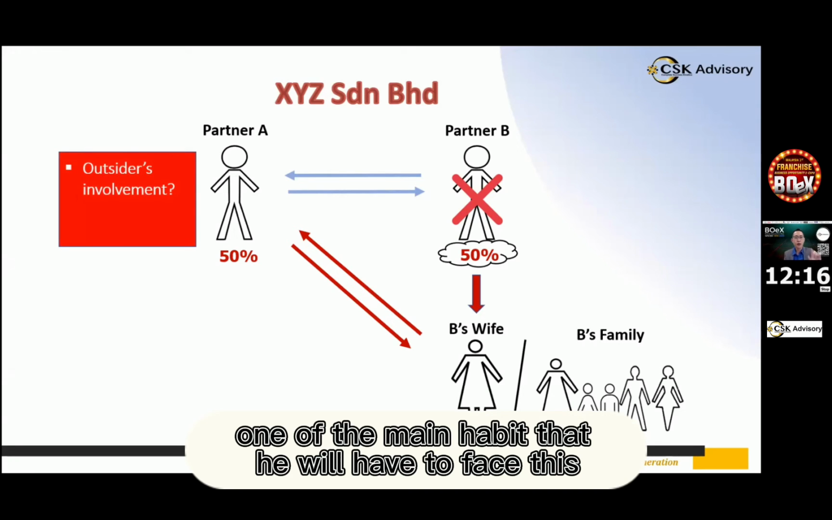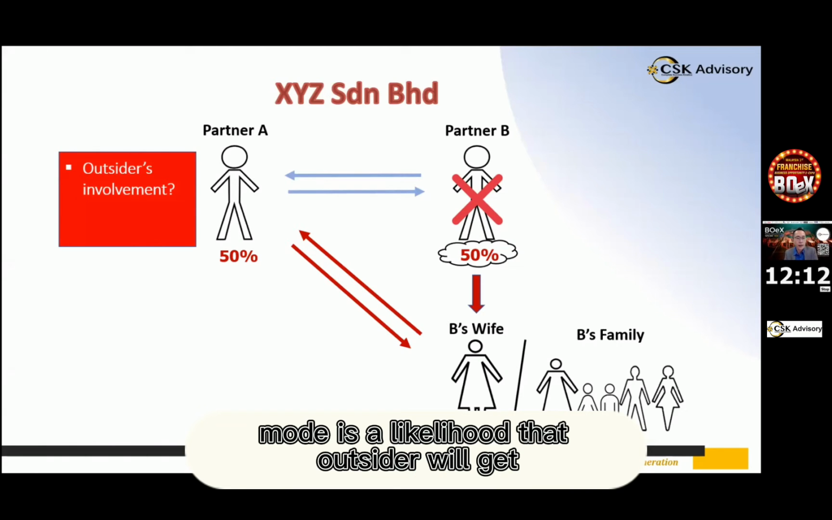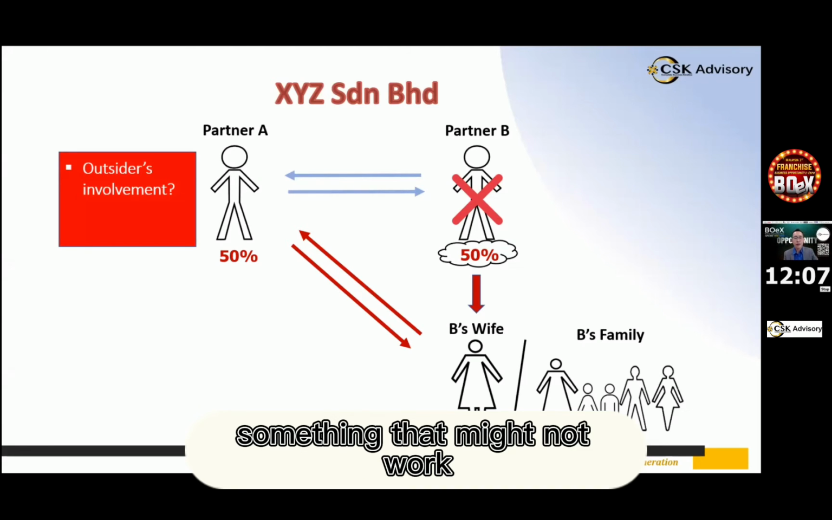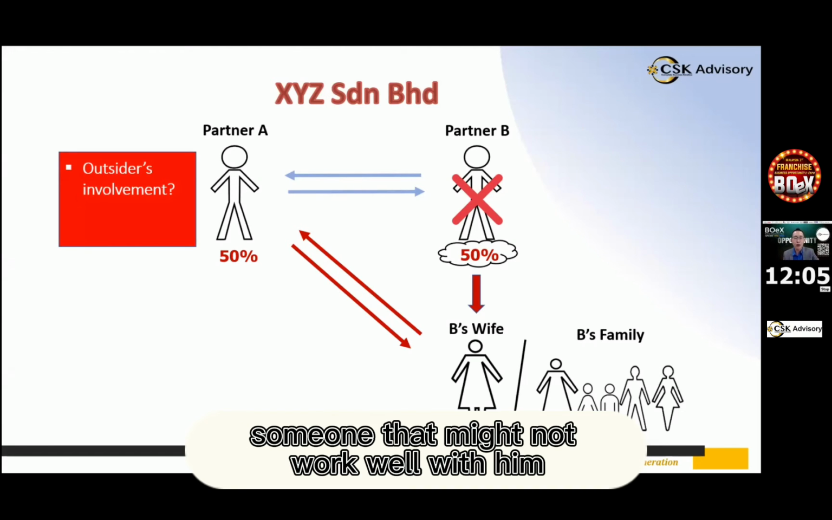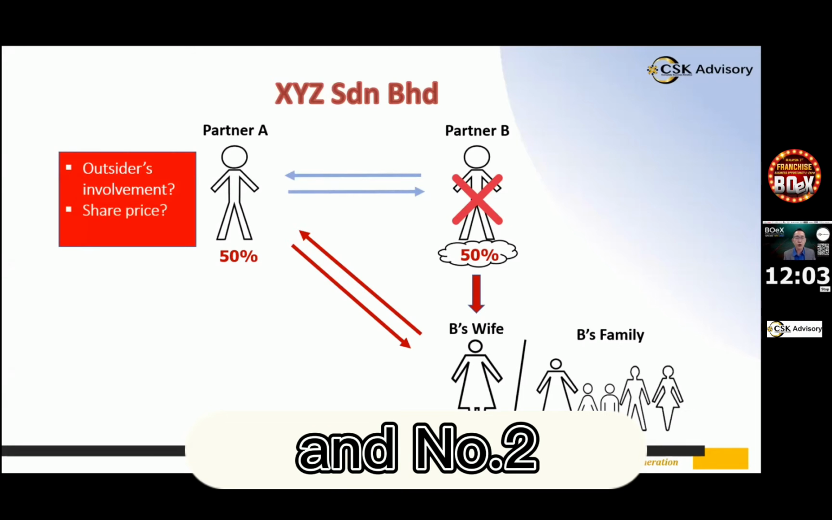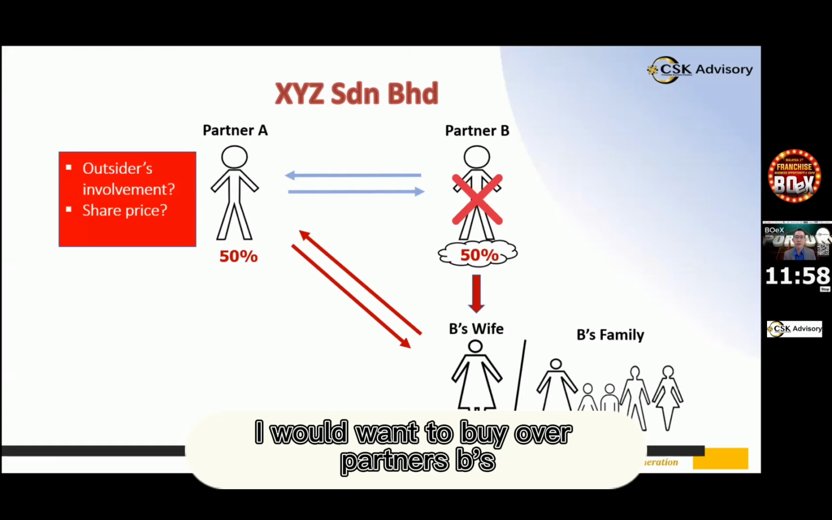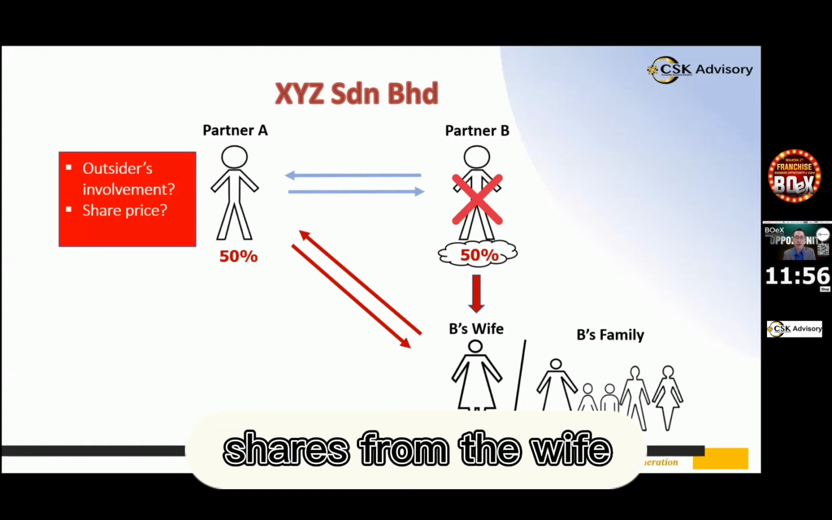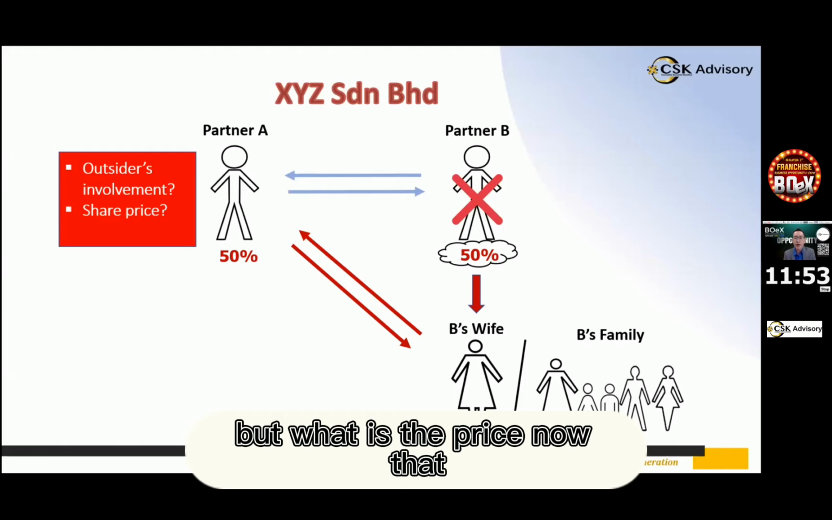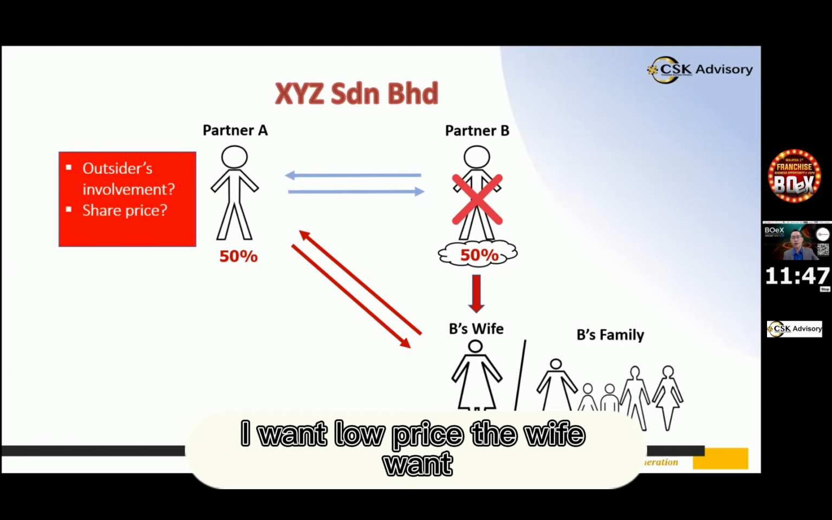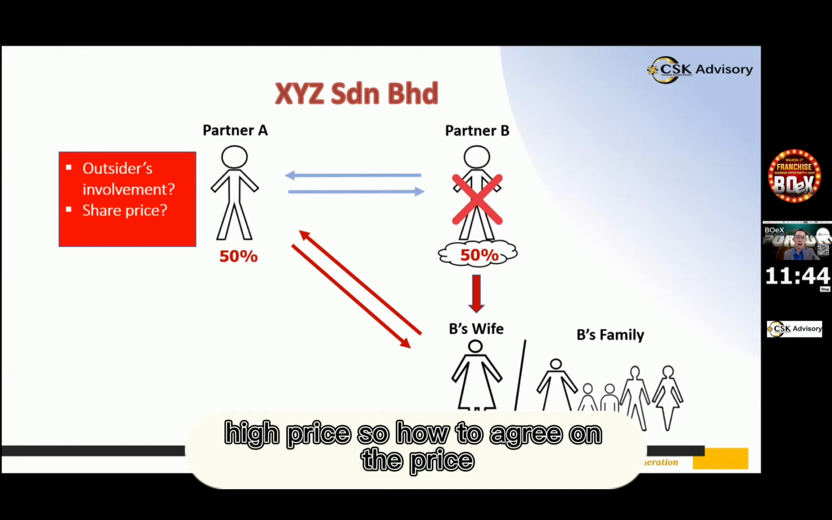Number 1, one of the main headaches that he will have to face is the likelihood that an outsider will get into the business, will come into XYZ Sdn Bhd, someone that might not work well with him. And number 2, if I were partner A, I would want to buy over partner B's shares from the wife. But what is the price? Now that partner B is gone, how to agree upon the price? I want a low price, the wife wants a high price. So how to agree on the price?